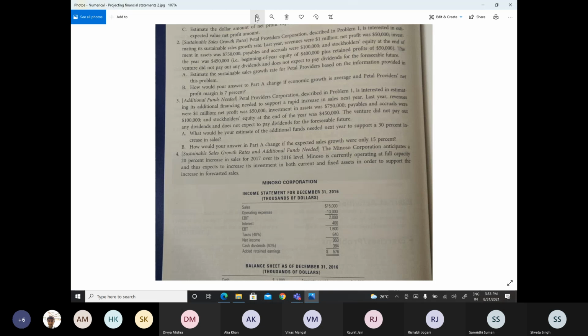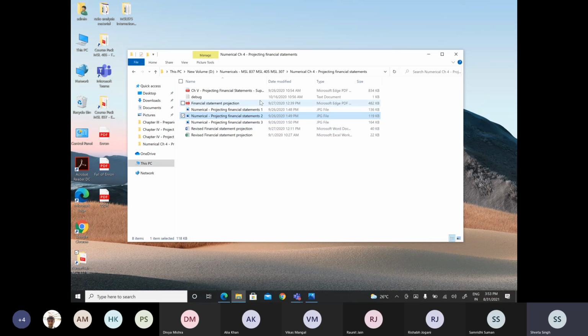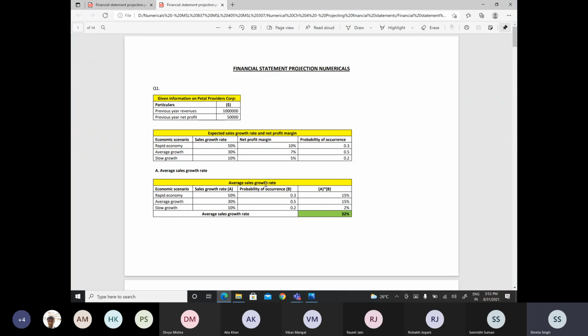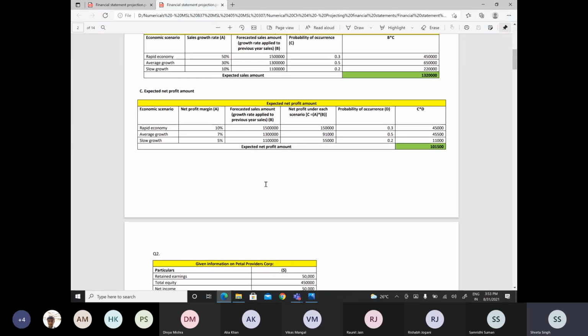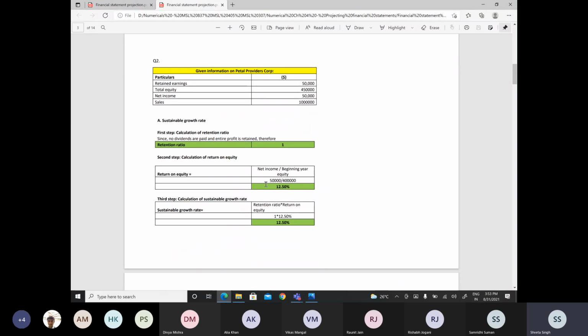Alia? Anyone? Ma'am, this seems a little confusing. Okay, yes, ma'am. So let me show you this also, and then maybe you can do this Minoso Corporation example. Okay, just a second. Okay.